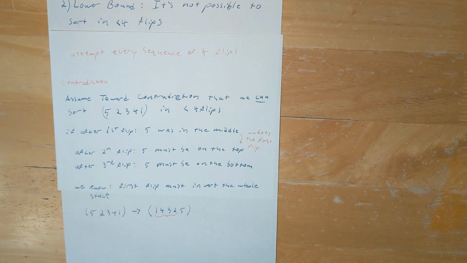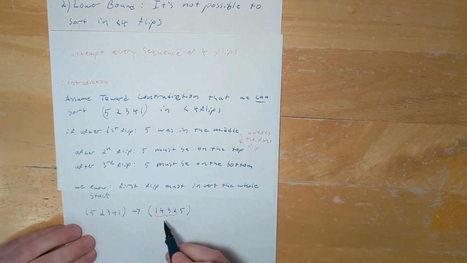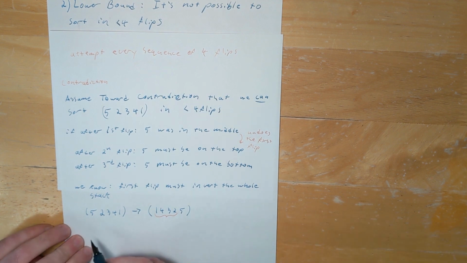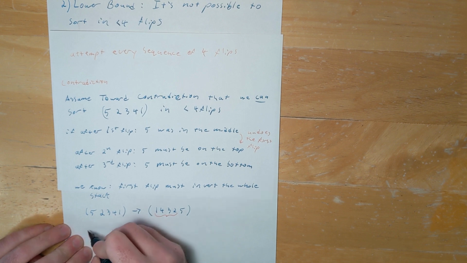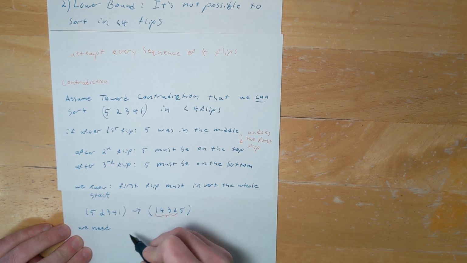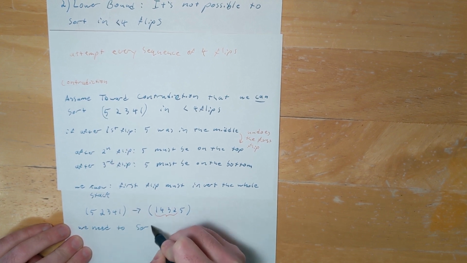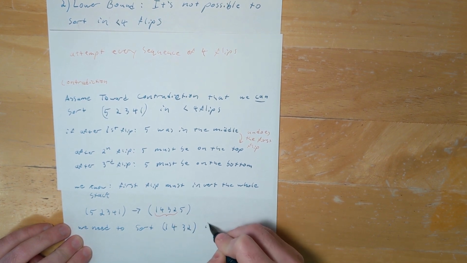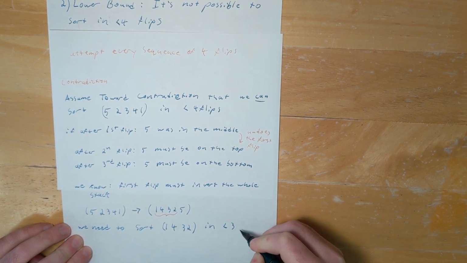So if we can sort 5, 2, 3, 4, 1 in fewer than 4 flips, then it must be that we can sort 1, 4, 3, 2 in fewer than 3 flips. So we need to show what we're going to need to do is we need to sort 1, 4, 3, 2 in less than 3 flips.